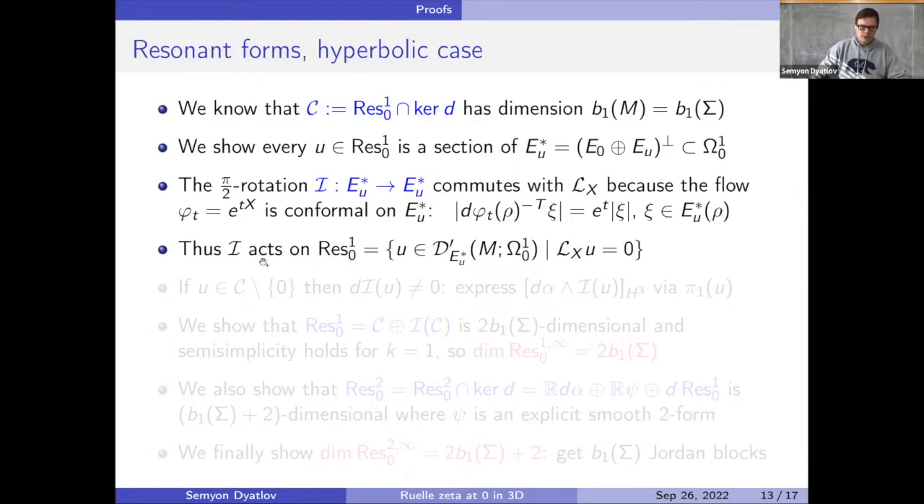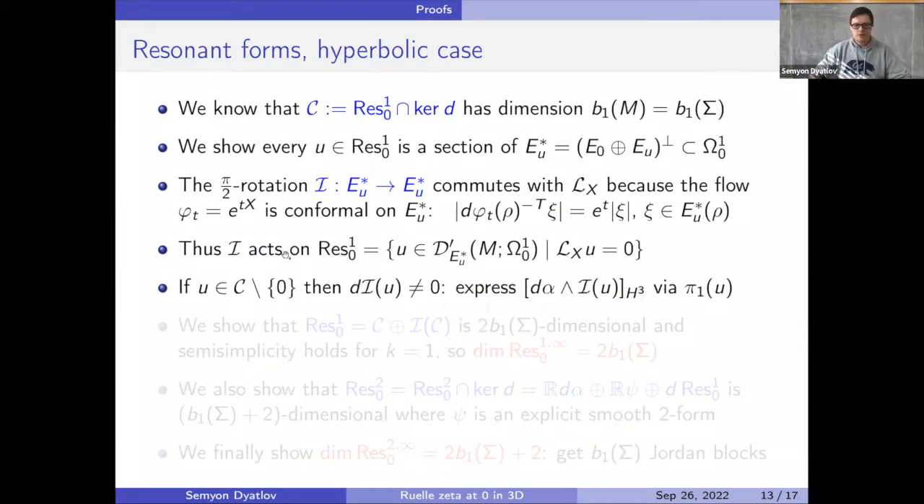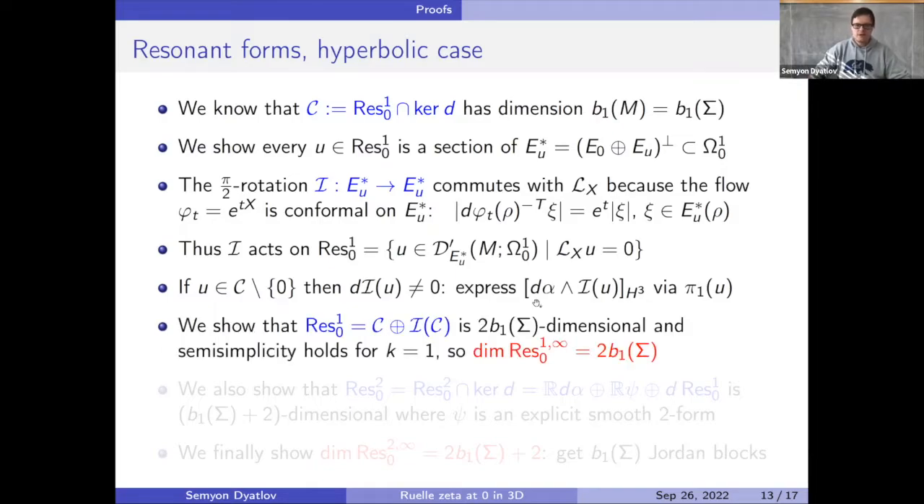So yeah, we get this kind of 90-degree action on resonant one-forms, and it turns out that non-trivial closed forms are sent to non-closed forms, and you can actually see that the space of resonant one-forms is the direct sum of this. You could probably do it using the Selberg trace formula, but we do it in a more geometric way using the geometry of hyperbolic manifolds. All right, and so that tells you why the dimension of the resonant one-forms is bigger.